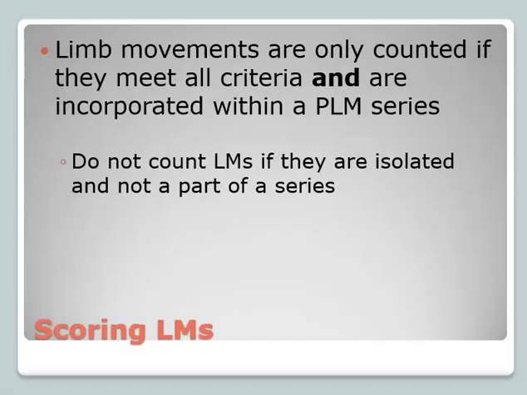You're not going to spend time marking limb movements unless they meet the limb movement criteria, meaning they're at least a half second long, they're not more than 10 seconds long, and they are incorporated within a series, that there's 4 in a row. Each of these 4 limb movements are separated by at least 5 seconds, no more than 90. But if you have these isolated leg kicks, you're not going to mark them. You just leave them be.